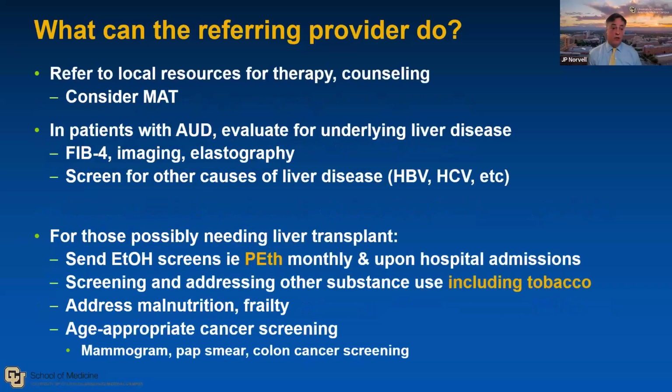I think obviously it's critically important to refer to local resources for therapy and counseling and consider MAT as appropriate. And in those that do have AUD, evaluating for other concurrent chronic liver disease and also staging their disease as well. And so for those that possibly do need a liver transplant, early referrals using alcohol screens, especially PEth tests monthly and upon hospital admissions, is really important. And then also addressing other addictions, especially tobacco, as that is considered a contraindication to transplant.